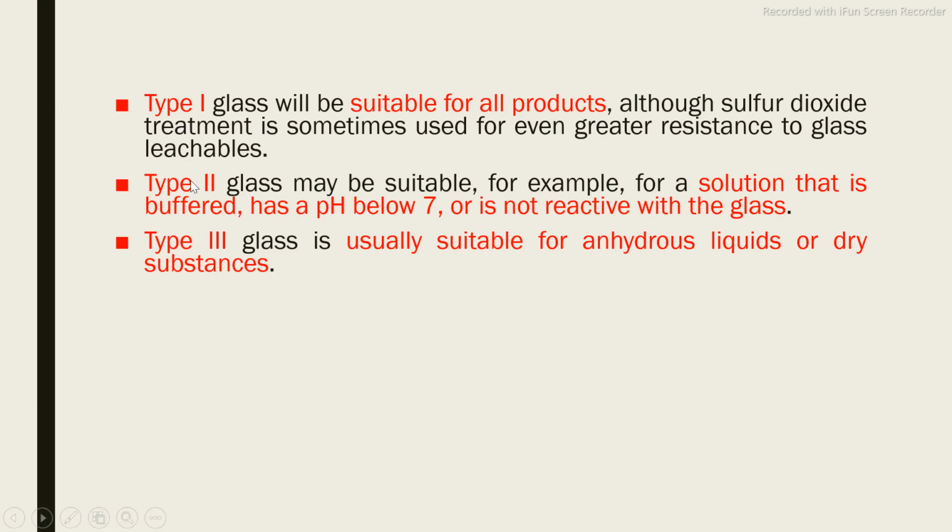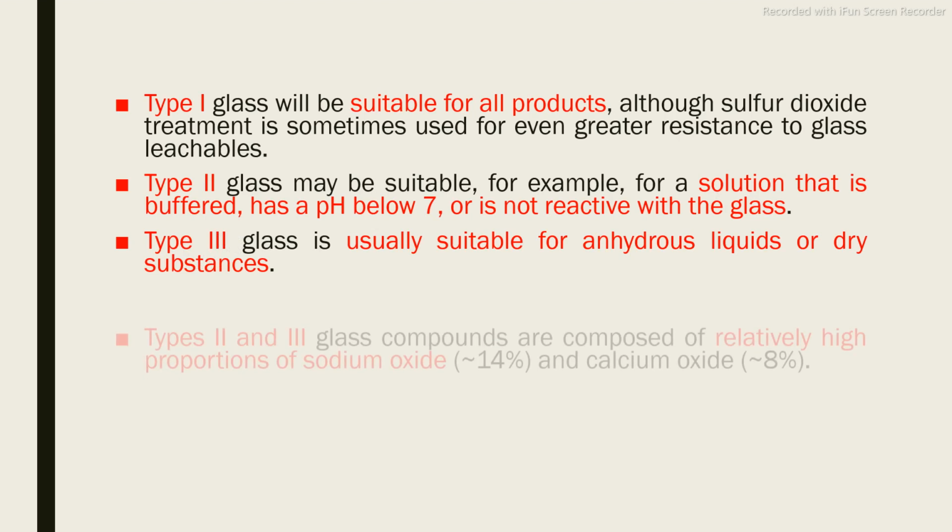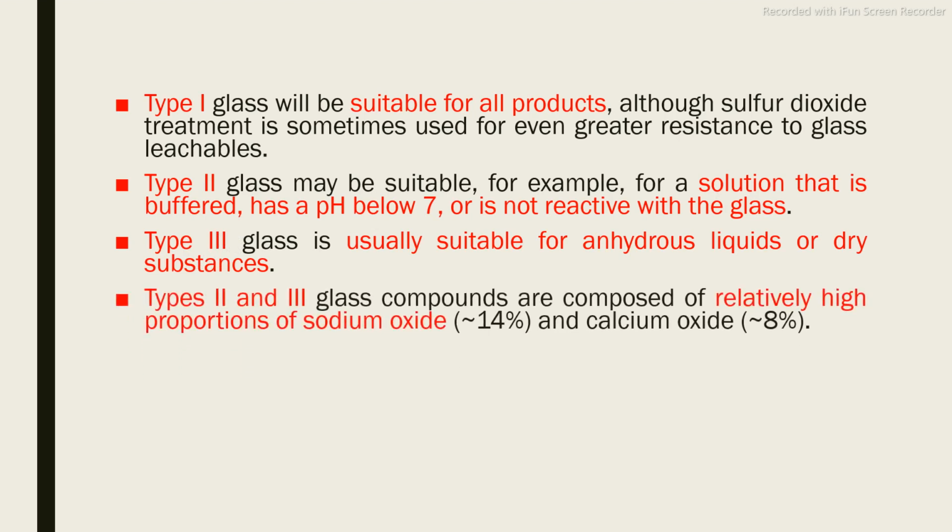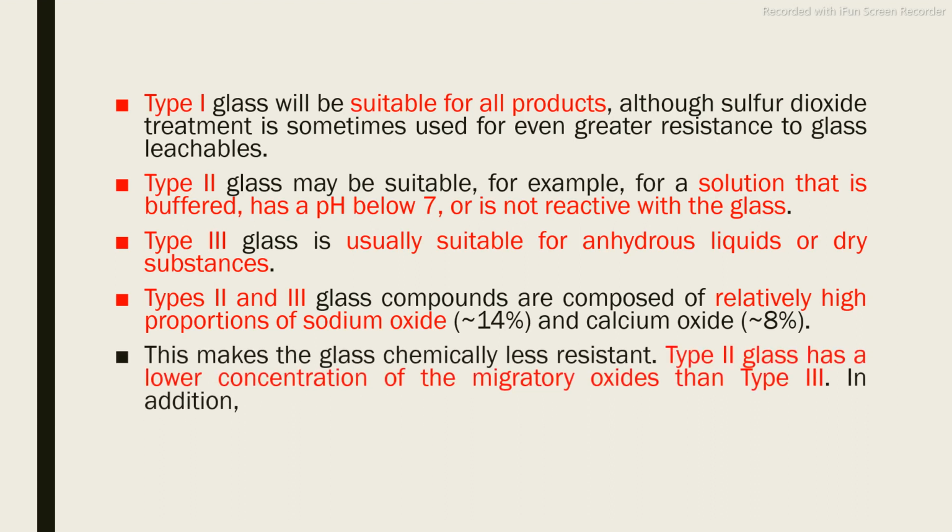So type 1 and 2 glasses are mostly suitable for aqueous based parenteral, and type 3 glass is suitable for the non aqueous or anhydrous liquids. Type 2 and 3 glass compounds are composed of reactive high proportions of sodium oxides and calcium oxides. This makes the glass chemically less resistant. Type 2 glass has a lower concentration of migratory oxides than the type 3.